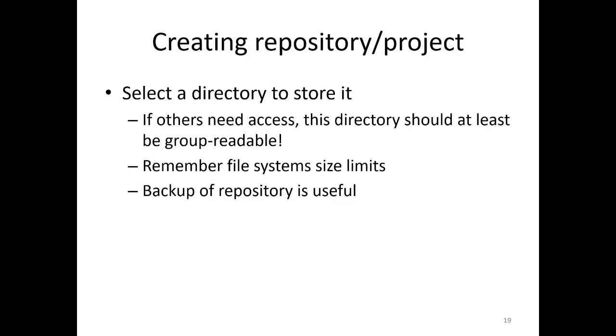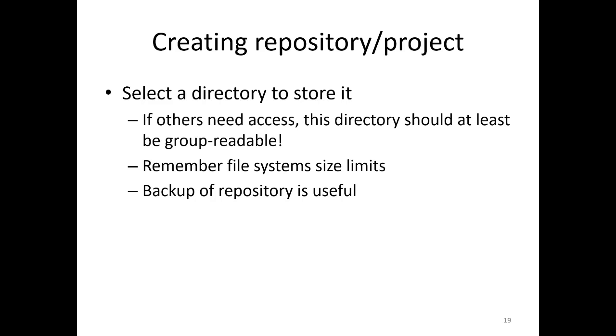So to create a repository, first you would of course select a directory to store it in, and if others need access to that repository, which I would not recommend, but okay, then the directory should be group readable. Remember file system size limits. Basically your repository doesn't only contain the files which you're currently working on, but also all the versions. So that may grow, although Git is very careful in compressing deltas, so basically differences between versions, but still.